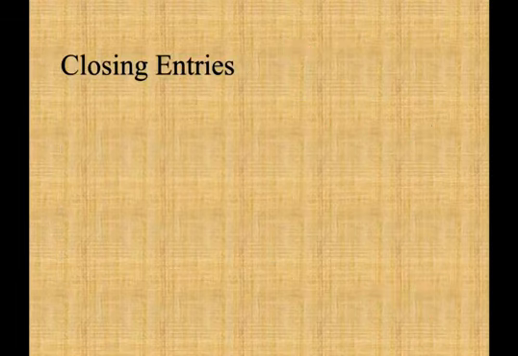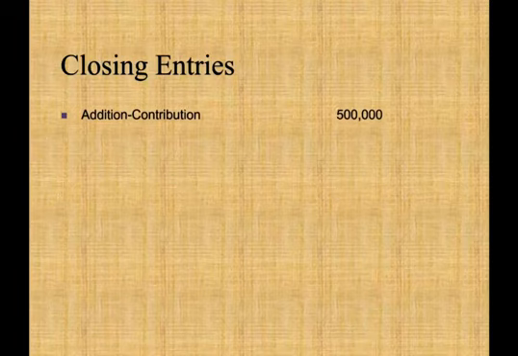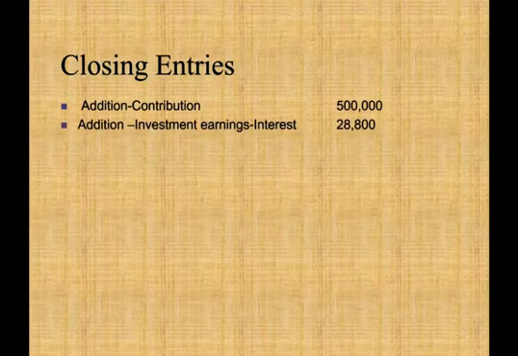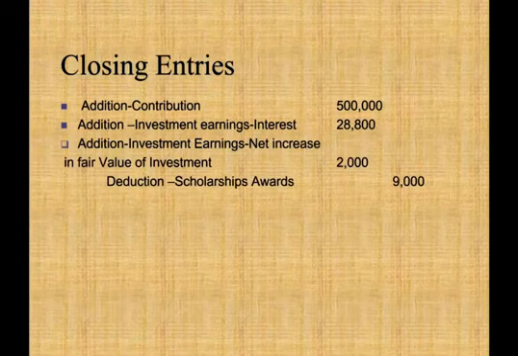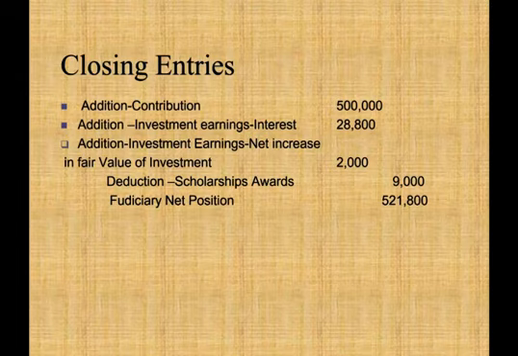It's not realized. At the end of the period, we close all the temporary accounts, which are the additions: the contribution, investment earnings, interest, and the net increase in value. Close the deduction, we only paid 9,000, and close everything to fiduciary net position, the account called fiduciary net position.